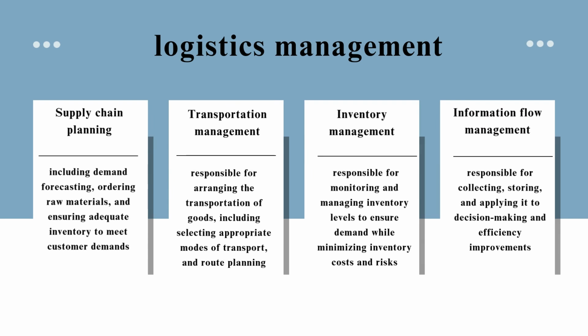And logistics management also has the following 4 points. First is supply chain planning. It includes demand forecasting, ordering raw materials, and ensuring adequate inventory to meet customer demands. And the second is transportation management. It's responsible for arranging the transportation of goods, including selecting appropriate modes of transport and route planning.